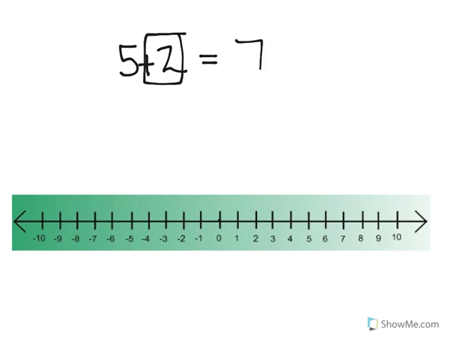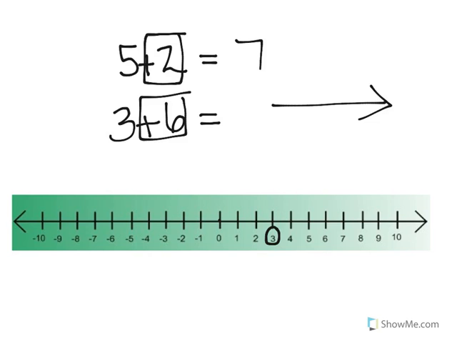Let's add 3 plus 6. Okay, I know that you know it equals 9, but let's prove it. Here's 3, and you're going to add, what are you going to add? 6. It's a positive 6. So that means I'm going to move to the right towards the positive numbers, not to the back towards negatives. Okay? Alright, so let's add 3 plus 6. Here we go. 1, 2, 3, 4, 5, 6. What is your answer? 9.